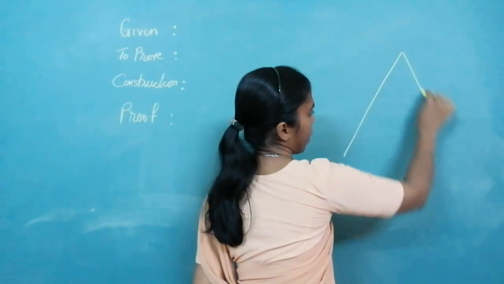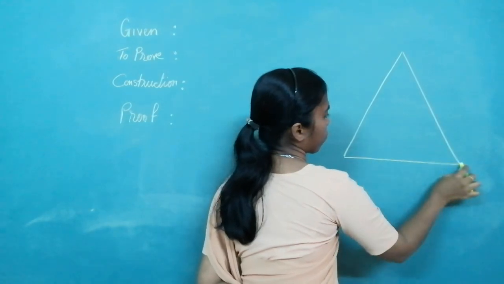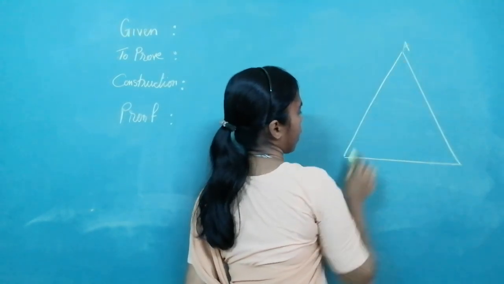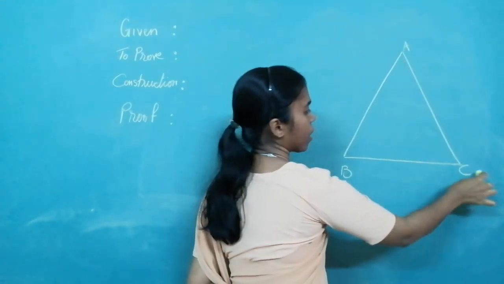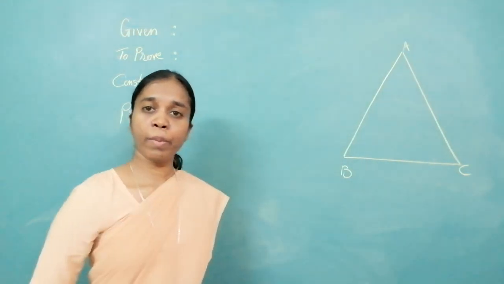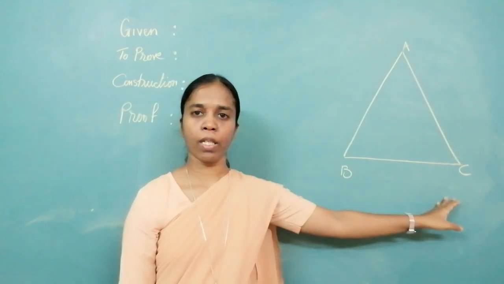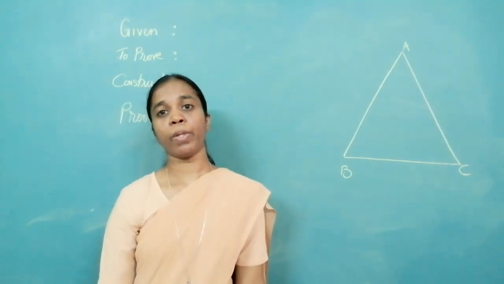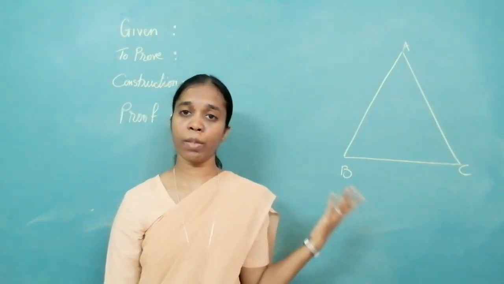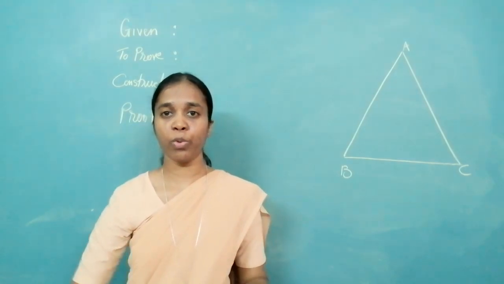You have a triangle given to you. I name this as A, B, C. Sum of the measures of the triangle, that is angle A plus angle B plus angle C, is equal to 180 degree. We have been using it. You have already learned the statement in the lower classes. Now we have to prove it.